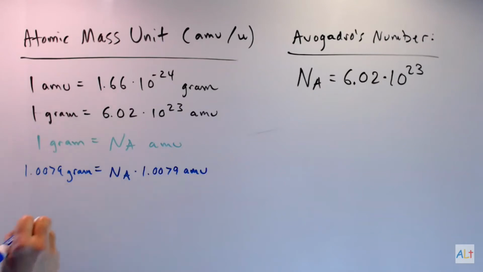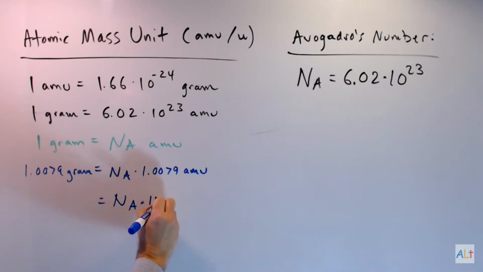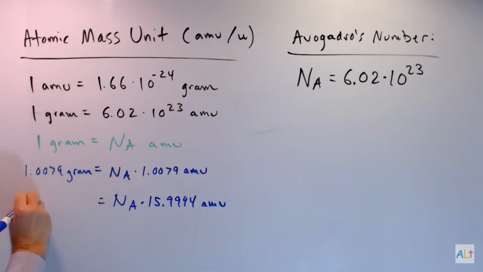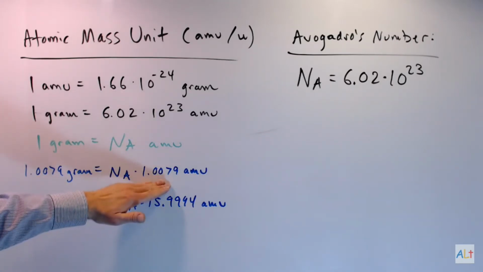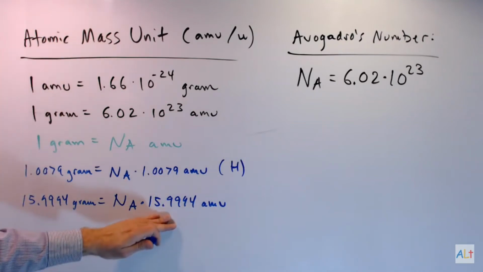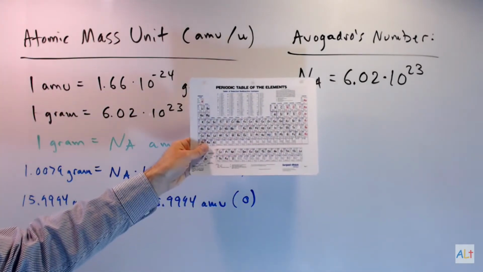Or what if I multiplied by 15.994? Again, I need to do the same on the other side. Well, I hope these numbers look familiar to you. This is the average mass of naturally occurring hydrogen atoms. And this is the average mass of naturally occurring oxygen atoms. And of course, you can look those up on a periodic table.